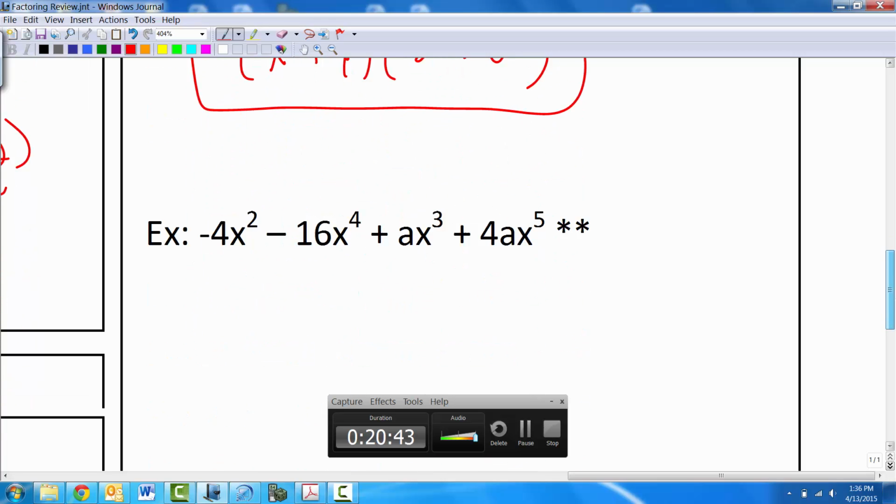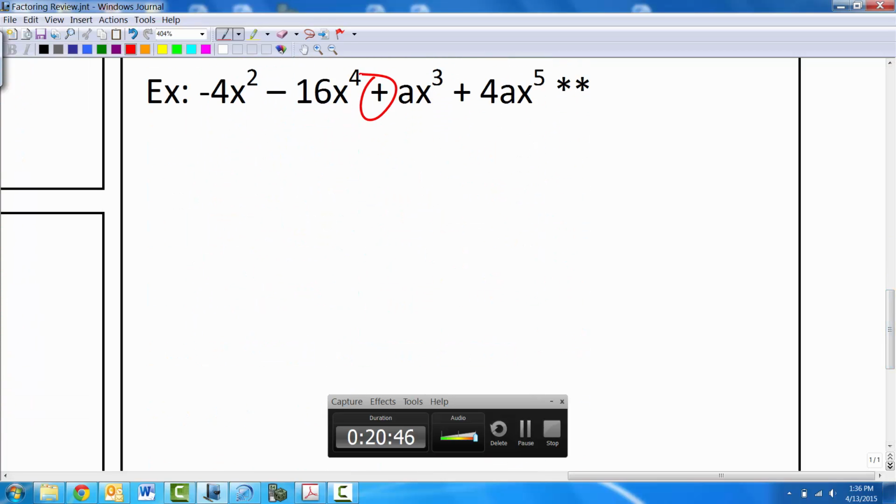Okay, then the last one. I wish I made this more of a challenge. I wish I had a minus sign in between. What if that was a minus sign? What should we do? You should make a plus a negative.